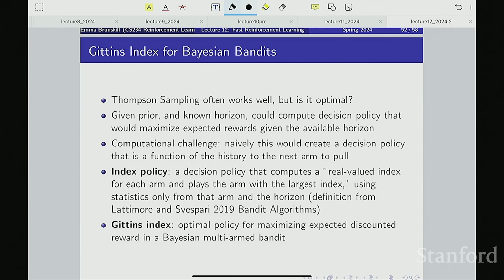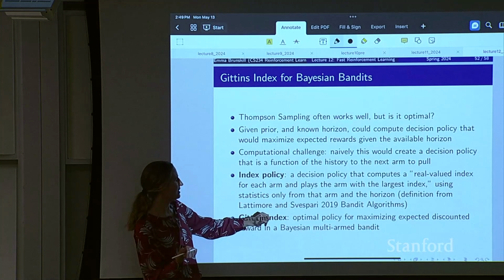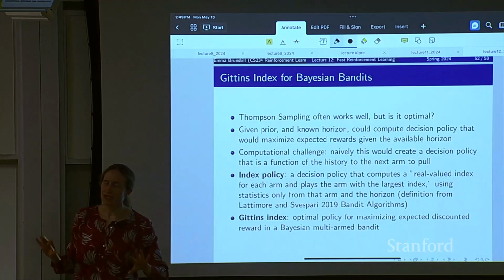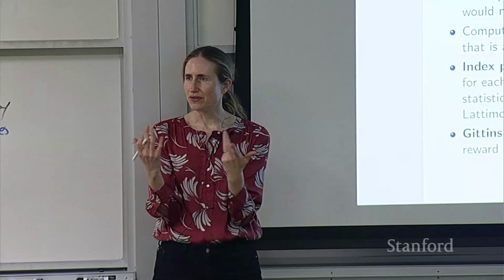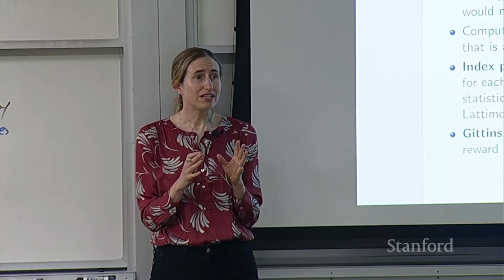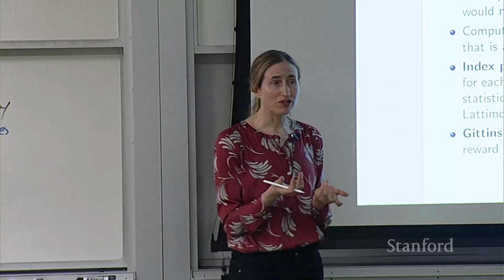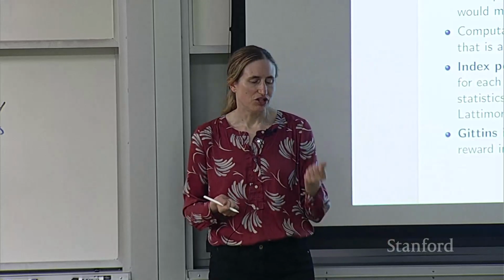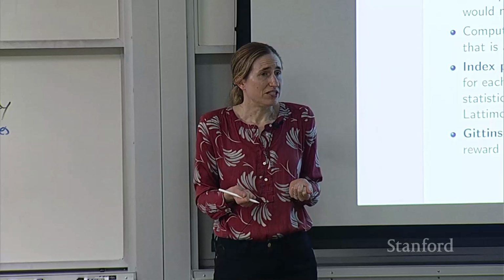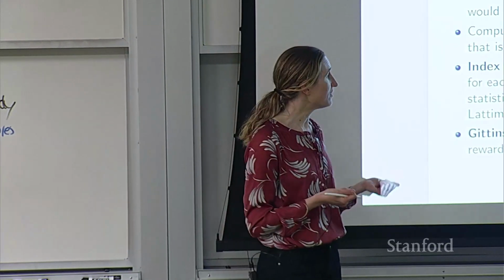An index policy is a decision policy that computes a real valued index for each arm, and it plays the arm with the highest index, using statistics only from that arm and the horizon. So that means I don't have to pay attention to this sort of combinatorial exponential thing. I can just say, for this particular arm, what were the rewards that I've observed so far, and then I can use that information to make decisions. So for example, a greedy algorithm, which just relies on your empirical average of the performance for each arm, is an index policy. So is an upper confidence bound algorithm, because it just relies on the upper confidence bound for the rewards you've seen for each arm. So there are a lot of index policies.